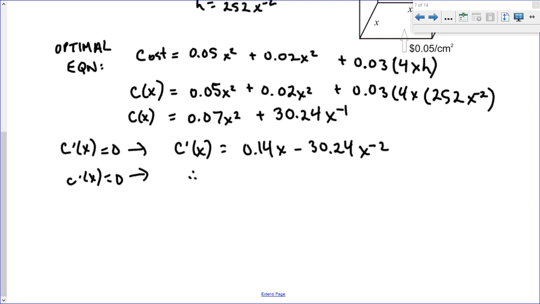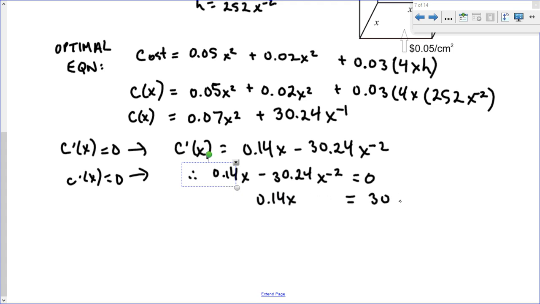So my negative term is the negative 30.24. That's the one I'm going to bring over. And while I bring it over, I'm going to also isolate my x to the power negative 2 down to the denominator. That way I'm dealing with positive exponents. Now I can cross multiply. Now I can solve for x.